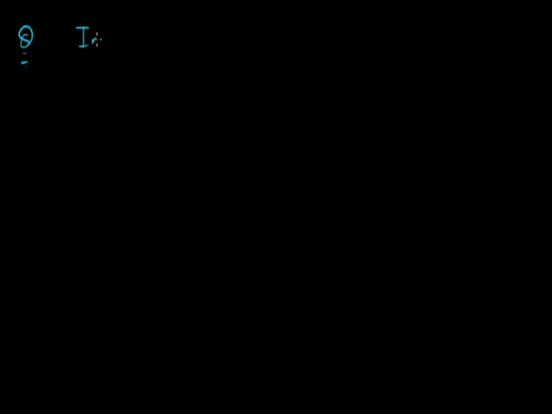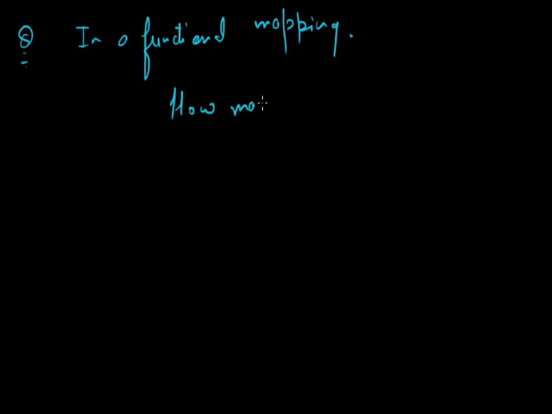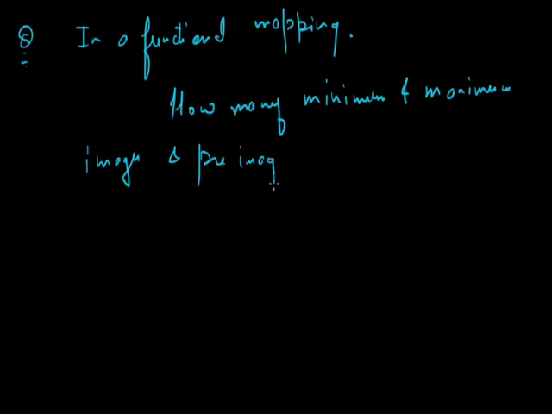Now look at this question, this is very important. In a functional mapping, how many minimum and maximum images and pre-images can an element have? That's a very basic question. In a functional mapping, how many minimum and maximum images and pre-images can an element have? Now, if I'm talking about the image, say this is set A and this is set B.